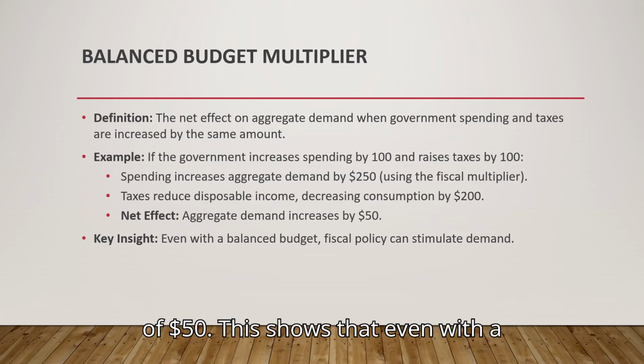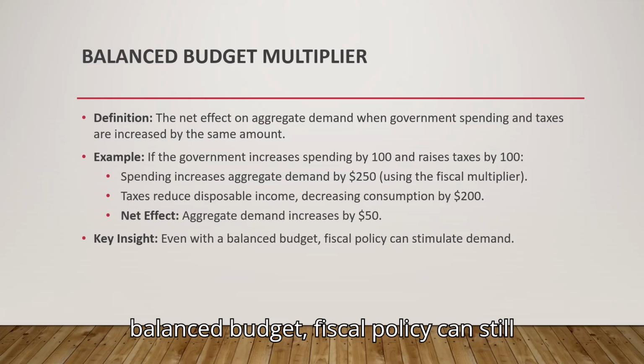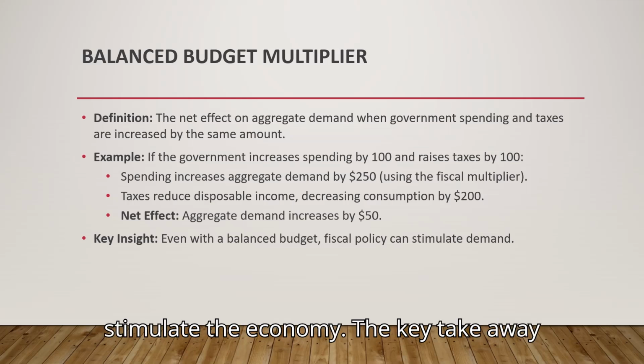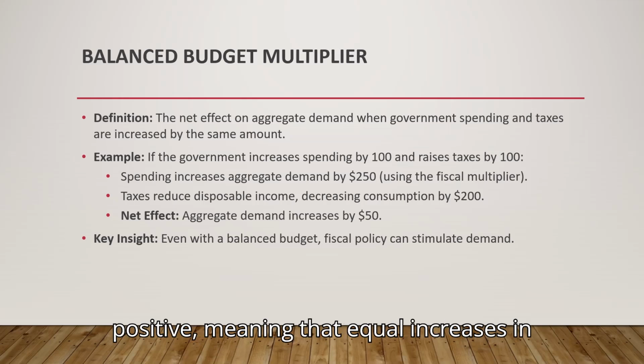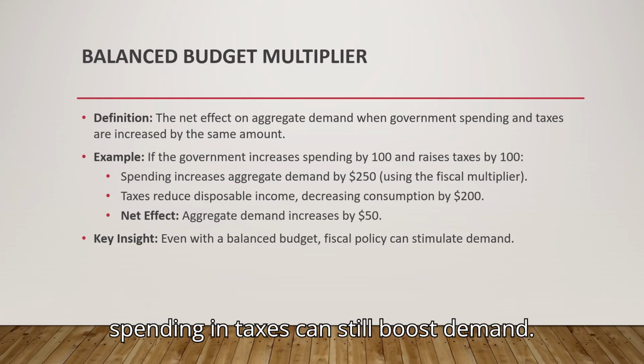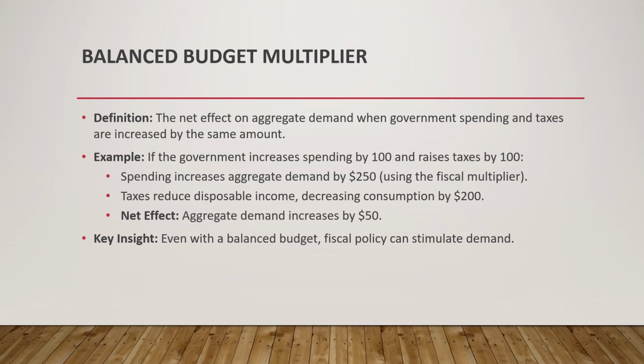This shows that even with a balanced budget, fiscal policy can still stimulate the economy. The key takeaway is that the balanced budget multiplier is positive, meaning that equal increases in spending and taxes can still boost demand.